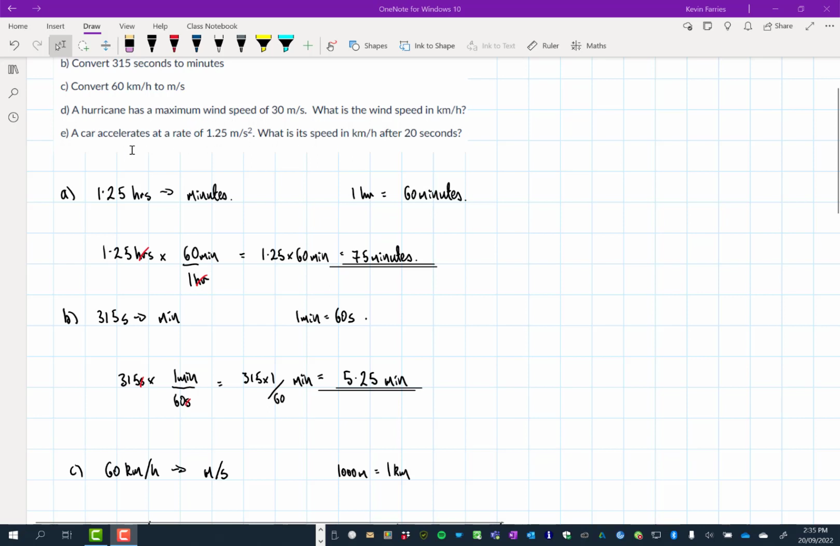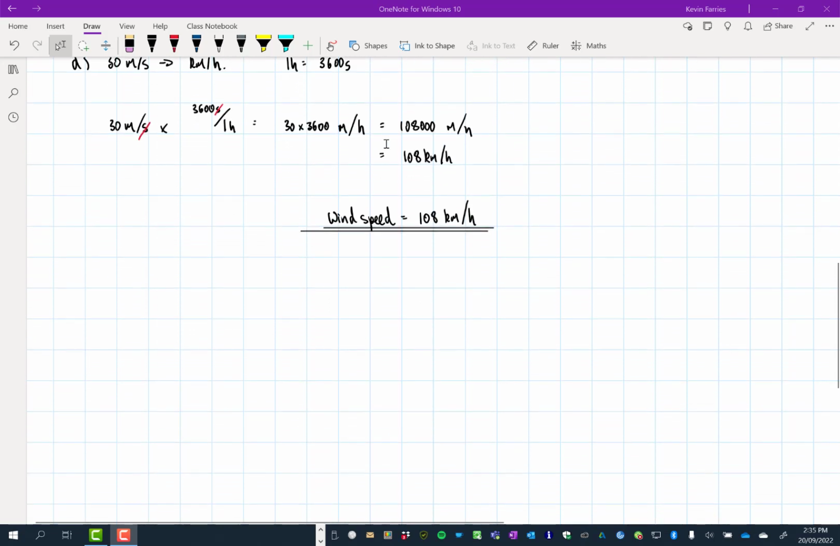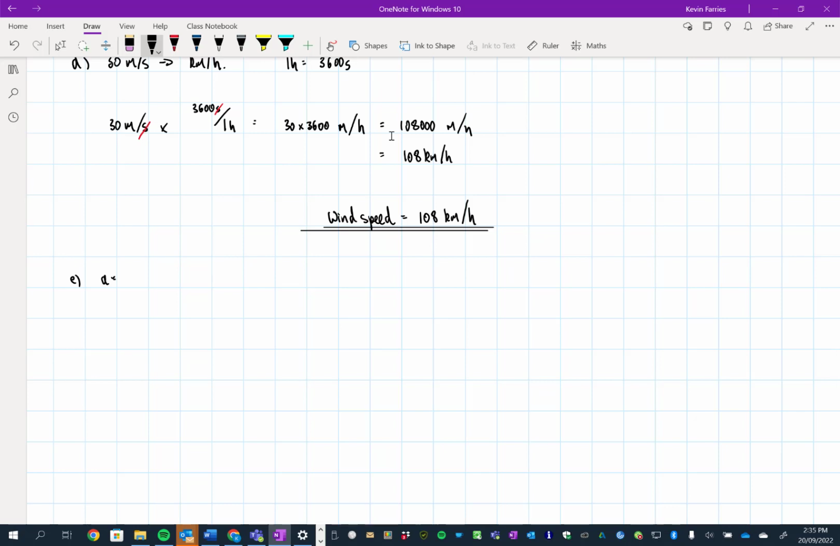I just want to talk quickly about what acceleration means. I know you all know this, but let's just go through it anyway. Then we'll calculate this, and you'll calculate your answer and then convert it to kilometers per hour at the end. So let's have a look at that. We've got a car that's accelerating at 1.25 meters per second squared. So our acceleration, the symbol for that is usually a, is equal to 1.25 meters per second squared.